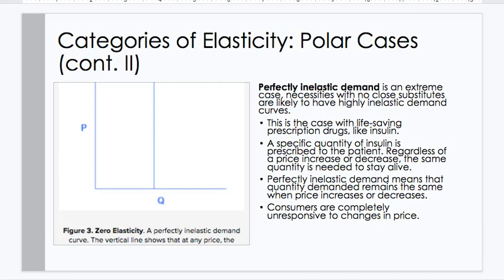Perfectly inelastic demand is an extreme case. Necessities with no close substitutes are likely to have highly inelastic demand curves. This is the case with life-saving prescription drugs like insulin. A specific quantity of insulin is prescribed to the patient regardless of a price increase or decrease. The same quantity is needed to stay alive. Perfectly inelastic demand means that quantity demanded remains the same when price increases or decreases. Consumers are completely unresponsive to changes in price.